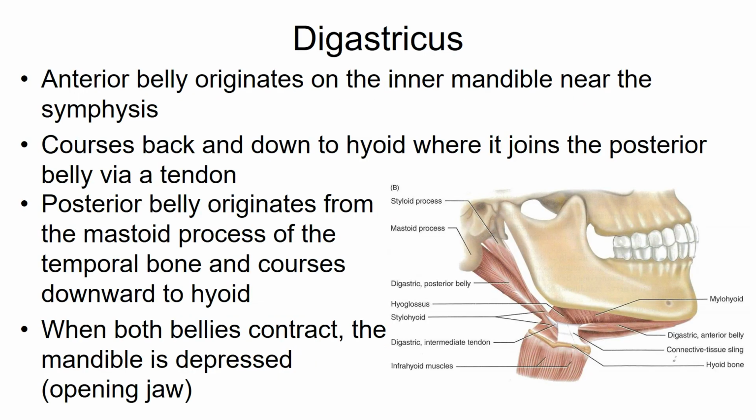The digastric muscle we've seen before as a suprahyoid muscle. It has an anterior belly that comes from the inner mandible near the symphysis that courses backward and downward to the hyoid bone where it joins the posterior belly via a tendon. The posterior belly comes from the mastoid process of the temporal bone and courses downward and forward to the hyoid bone.